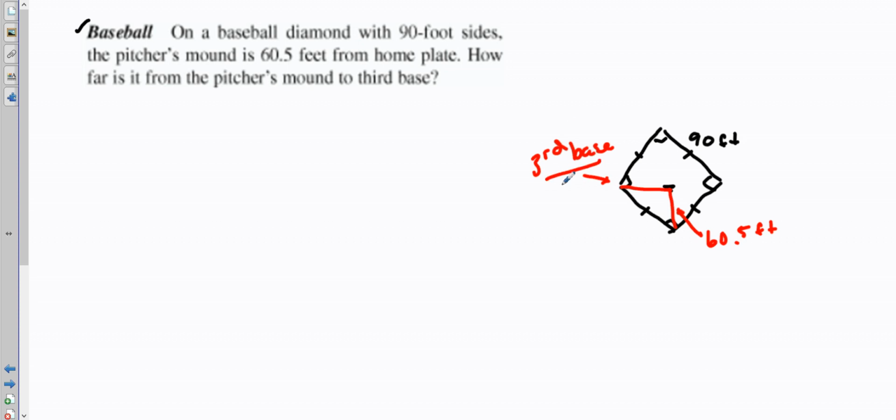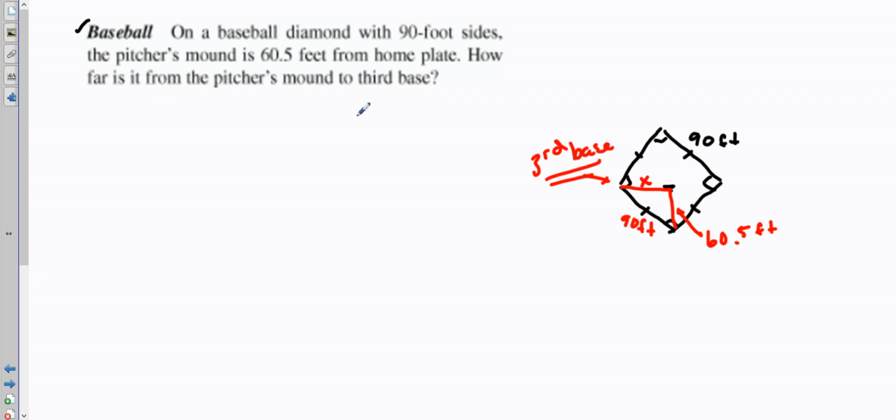But how far is this going to be to third base? I'm going to call this value x. So we're trying to find x. We have this side right here, which is 60.5, and we also know that this is 90 feet, going like so. On a baseball diamond with 90-foot sides, the pitcher's mound is 60.5 feet from home. How far is the pitcher's mound from third base?